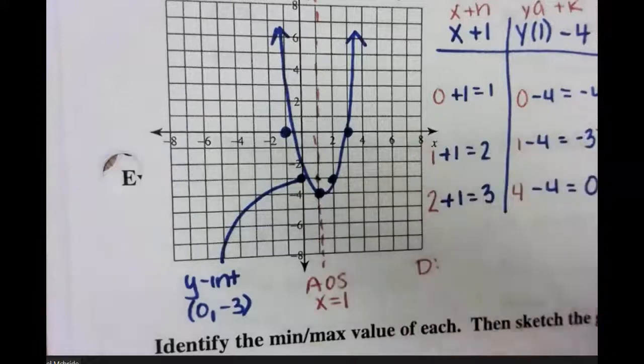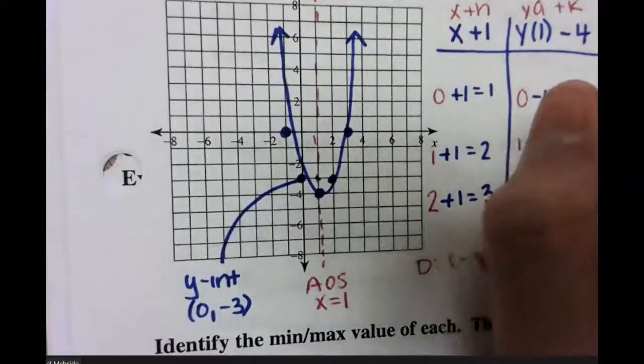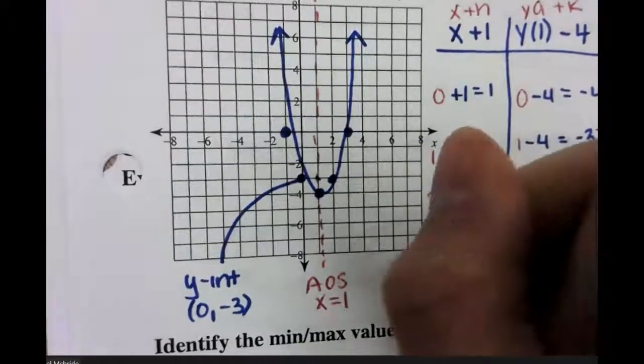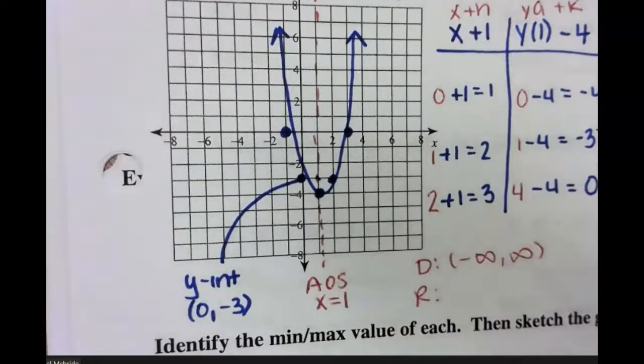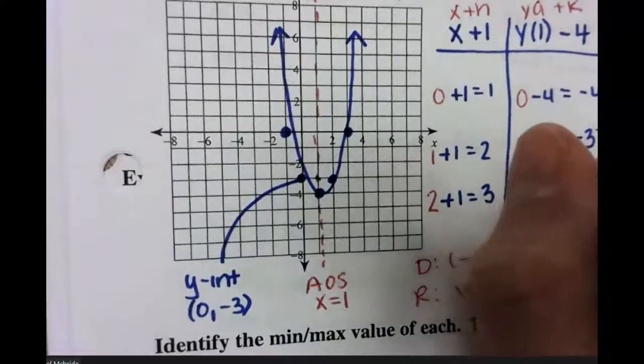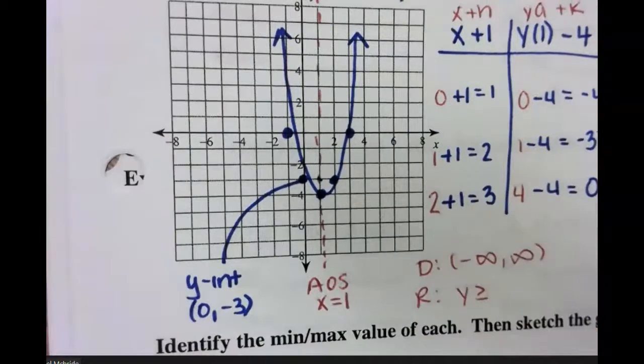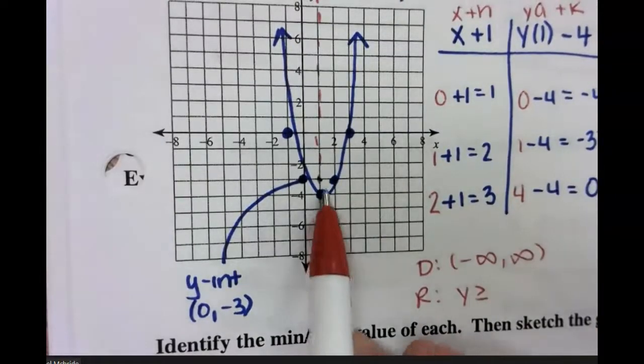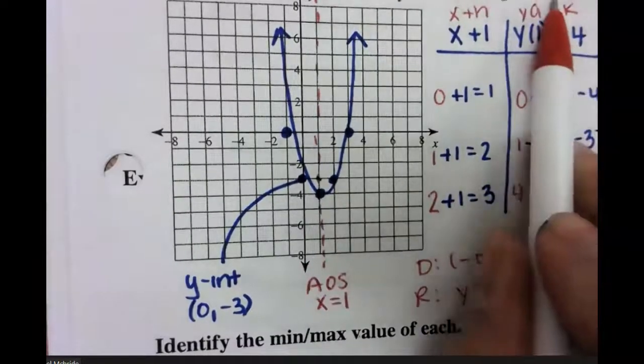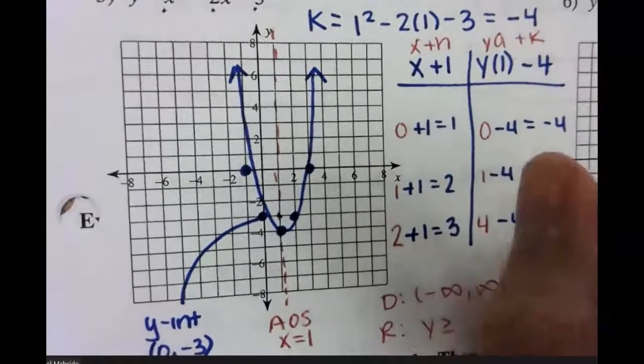I might also say, what's my domain? I could ask you for the range. So in this case, the y values are greater than or equal to, and again, your k value, which is negative 4.